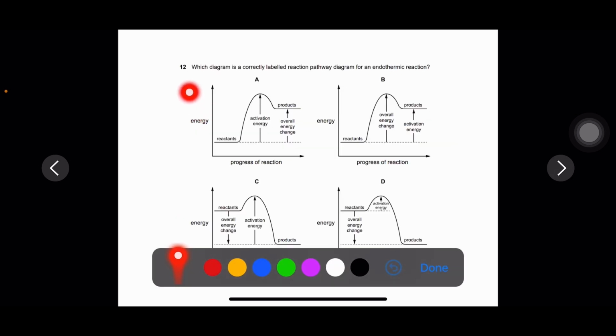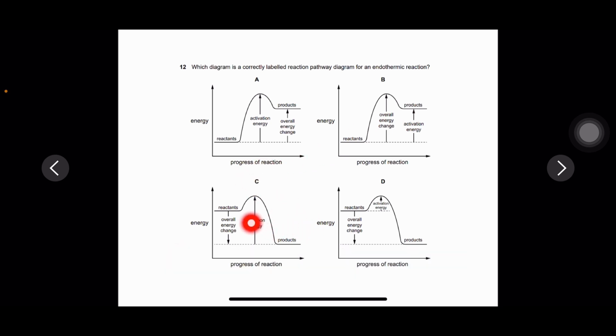Question number 12. Which diagram is the correctly labeled reaction pathway diagram for an endothermic reaction? Endothermic reaction is the one in which heat energy is taken in. The energy of the reactants is lower and of the products is higher. That's why options C and D are cancelled.